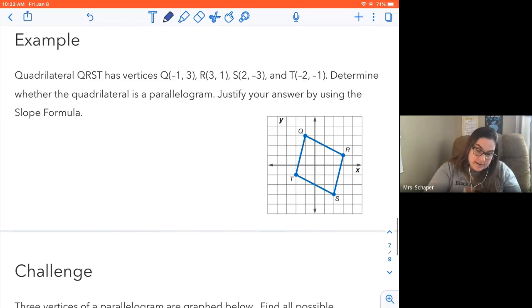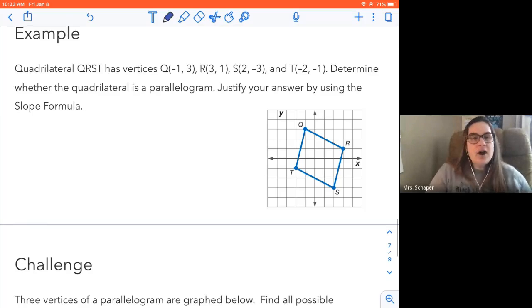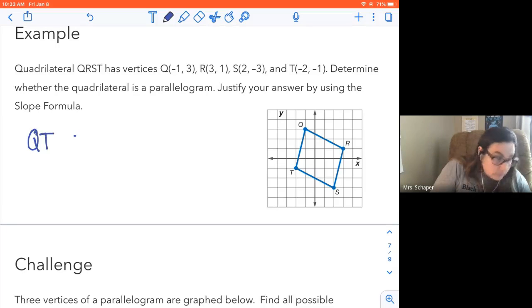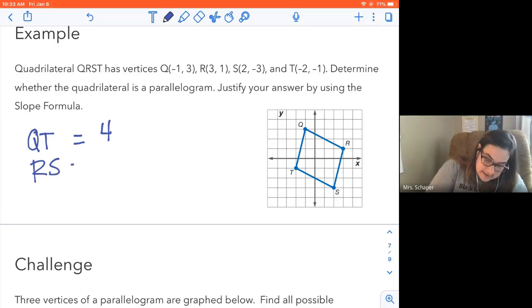All right, determine whether the quadrilateral is a parallelogram and justify your answer. Okay, so when I have it on here, I can use any way that we want. I'm going to use the slope formula on this one. So the slope of QT is going to be, we're going to rise 1, 2, 3, 4. So the slope is 4. The slope of RS needs to match it in order for it to be a parallelogram. And it does.